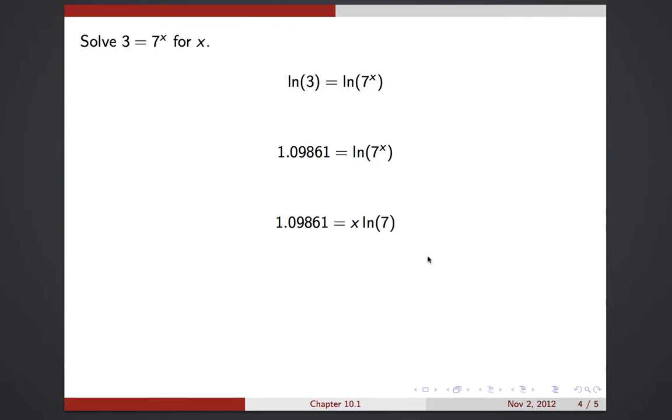And that's nice, because now you just ask your calculator, what's natural log of 7? My calculator gave me 1.94, etc. And so this equation here now, the numbers aren't nice, but it's something you can solve, right? It's just a number equals a number times x. So you can just divide that 1.94591 over, and that's what I get. x is approximately 0.5646.